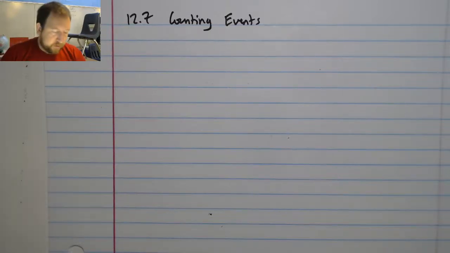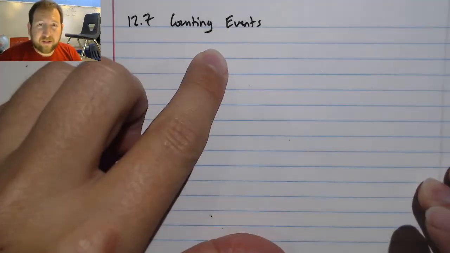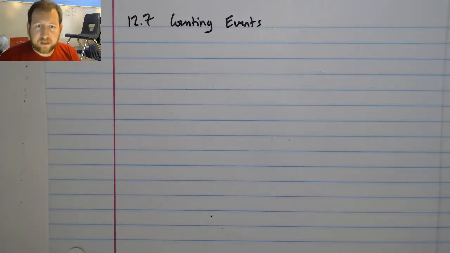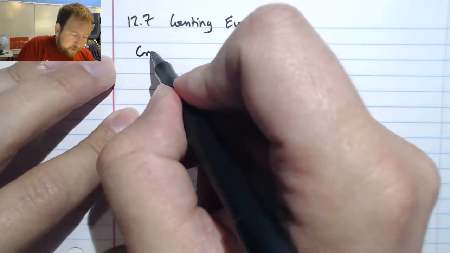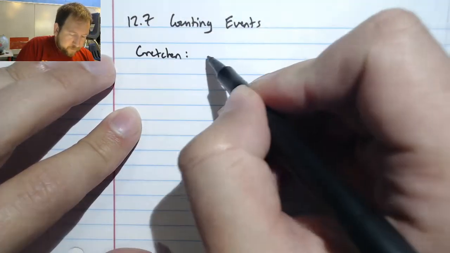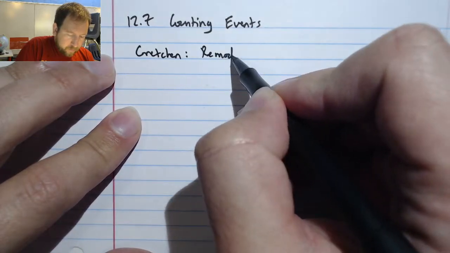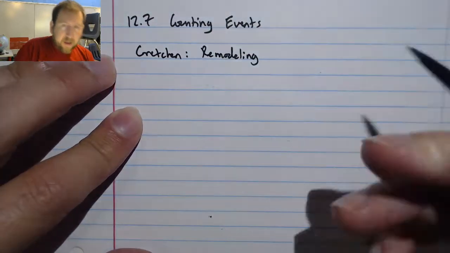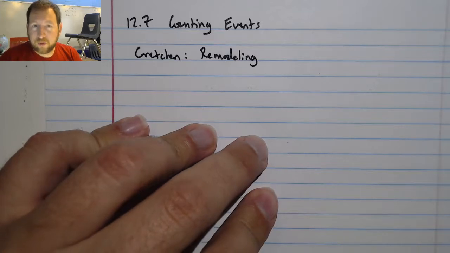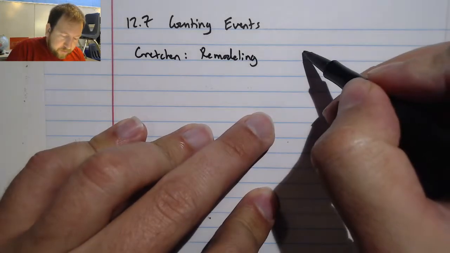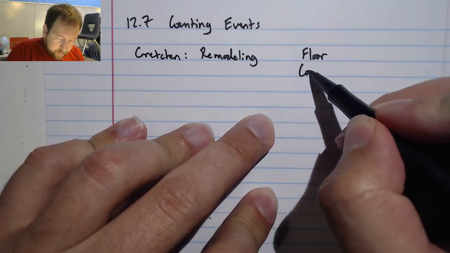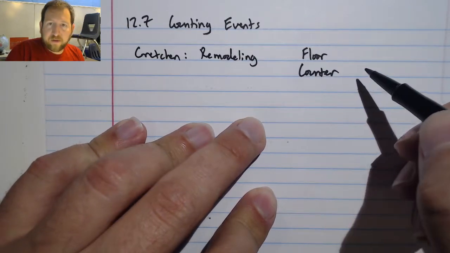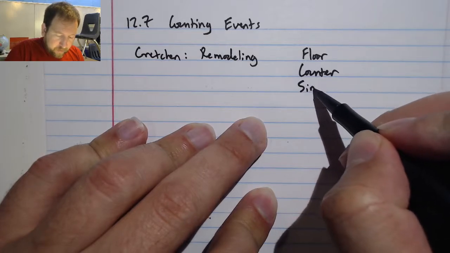All right, I want to talk about section 12.7, counting events. This time we're going to take a look at an example. Our friend here, Gretchen, is remodeling her kitchen. And to do that, she's going to need to make some choices. She's redoing the floor, the counter, and the sink.